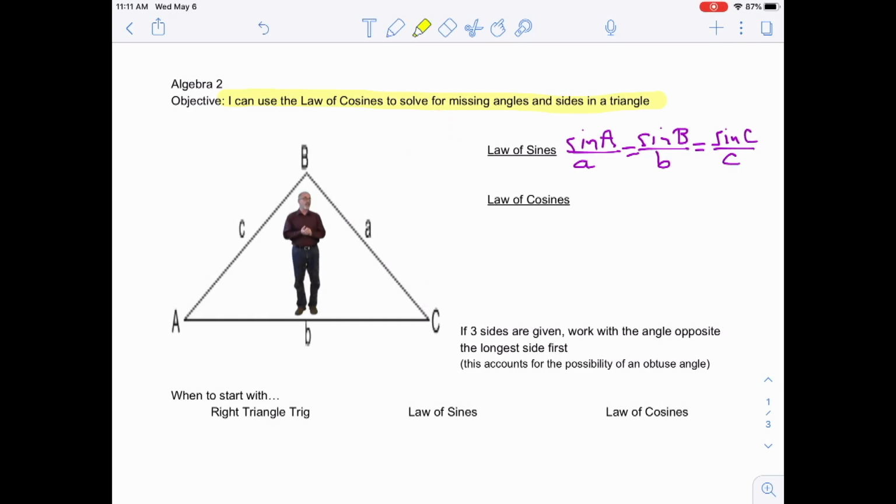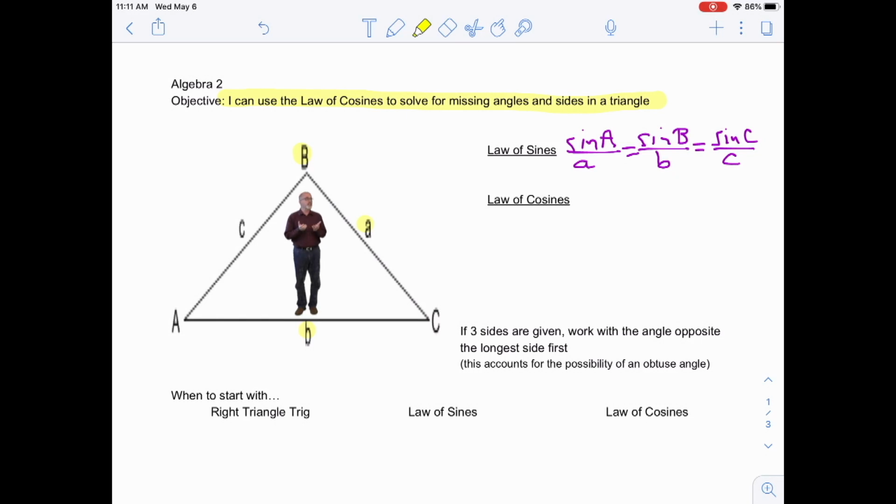Now in our triangle, that could be given two angles and a side, or it could be in a triangle if we're given an angle and two of the sides that are not around it. So that would be side, side, angle. That will be a case that we'll talk about later as a special case of the law of sines. But we need a tool.